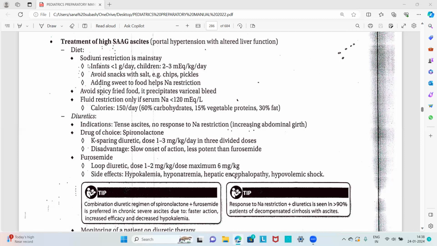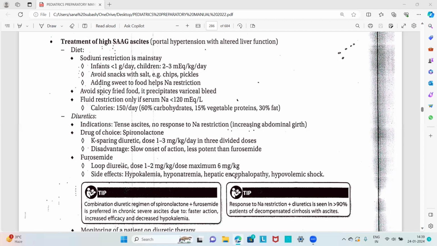Then along with the advice on diet, we have to go for diuretics. Indications are tense ascites and no response to sodium restriction. These are the indications for the administration of diuretics. The drug of choice is spironolactone, that is a potassium sparing diuretic. Dose is 1 to 3 milligram per kilogram per day in 3 divided doses. The disadvantage is that it is less potent than furosemide, and it has a slow onset of action.